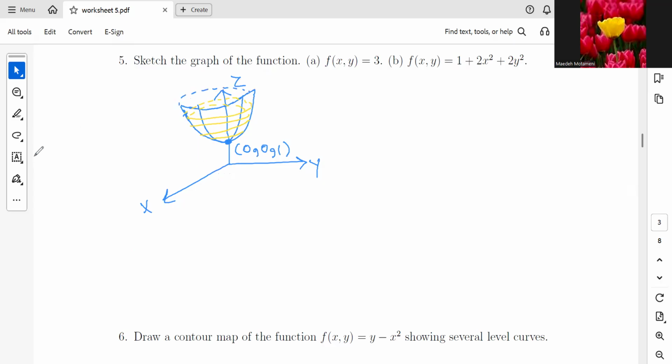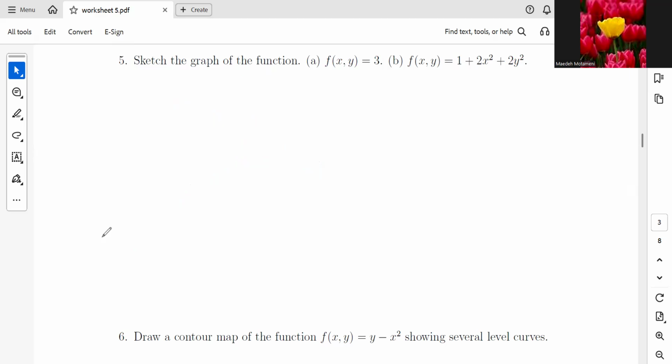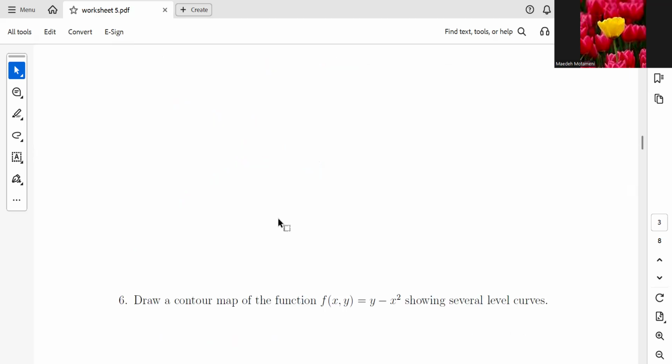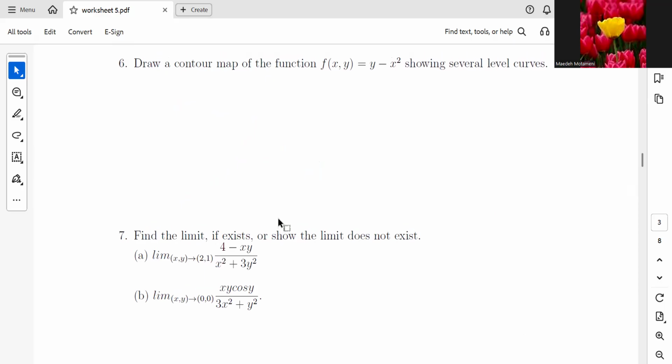So number 6, we're going to draw a contour map of the function f of x and y equals y minus x squared, showing several level curves. In order to find level curves, we would say that z or f of x and y here would be a number like k. So k is going to be y minus x squared.